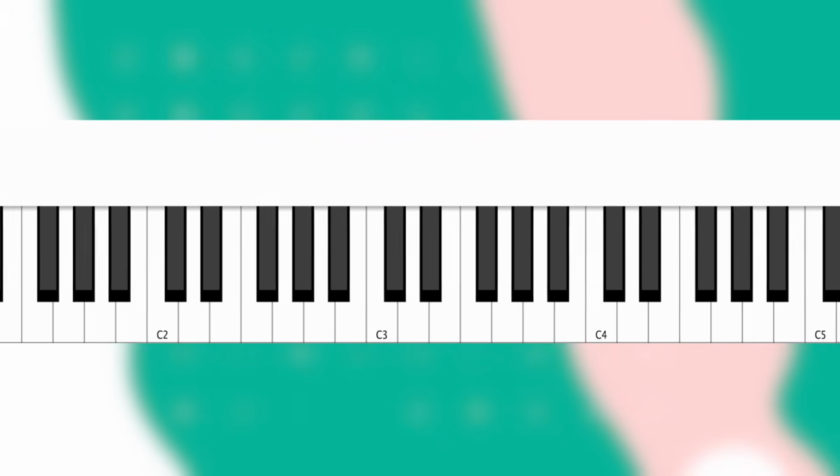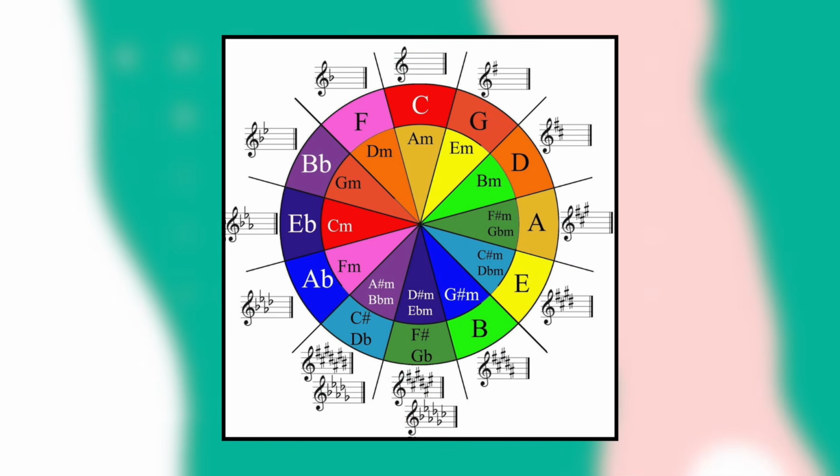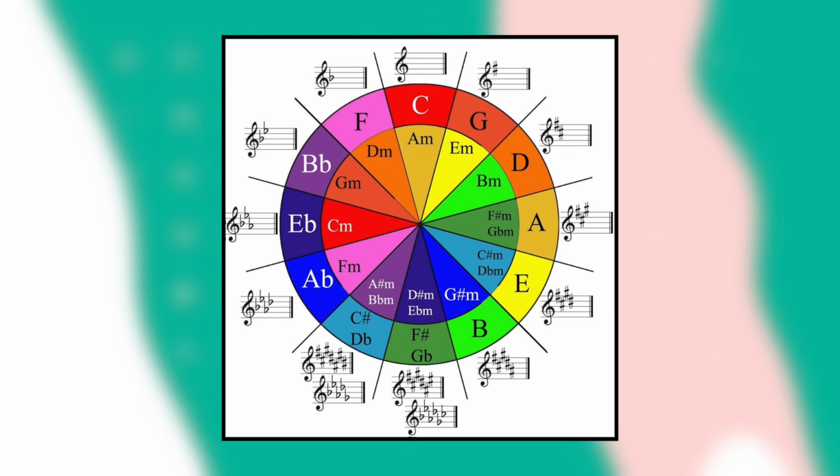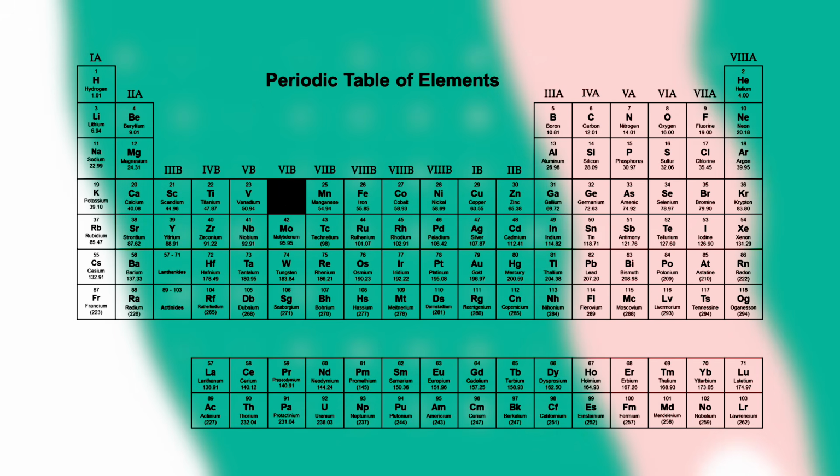Besides the piano layout, we can also arrange these notes in a pattern known as the circle of fifths, which serves as a powerful reference tool. It's like a multi-purpose reference chart, kind of like the periodic table, but for music. So let's look a little closer at it.